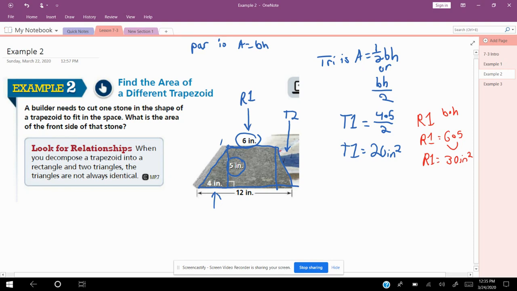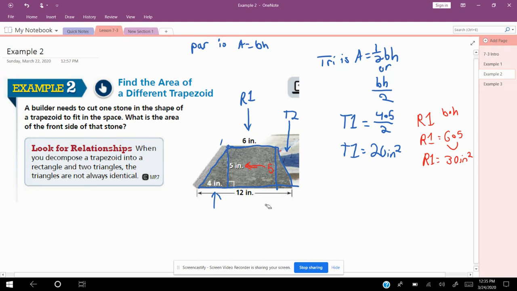Now, here's the last part we need to do. We need to figure out that last triangle. Now, to do that, I need to figure out the base and the height. I know the height's going to be 5 because it's going to be the same as the other height. That's not going to change. So the height's going to be 5, but I need to figure out that base.